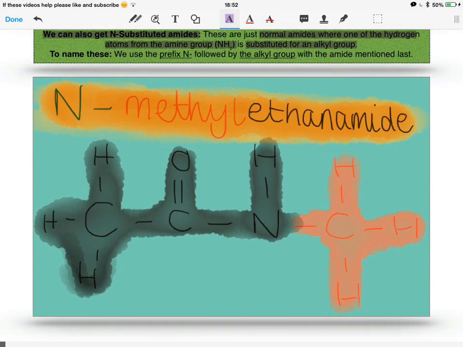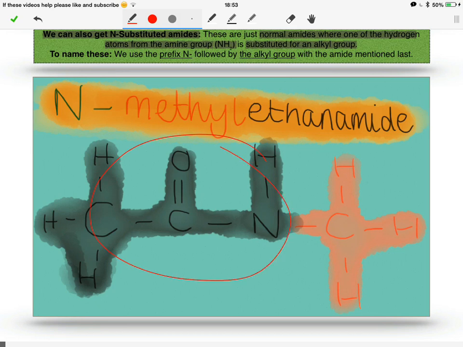So for example here, in black we've got our amide group, but then imagine if we took off this here and just had a hydrogen. What would that be? That would be an amine, and it'd be a primary amine, and if we named that, it'd be methylamine. However, because we have an amide here, this is known as an N-substituted amide.